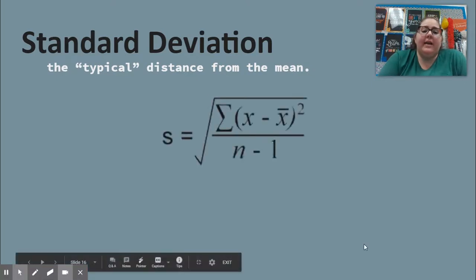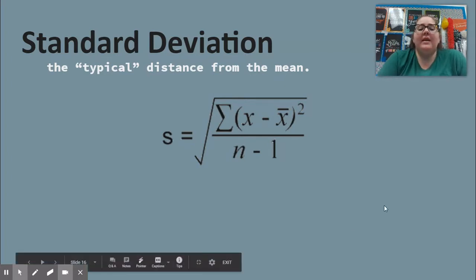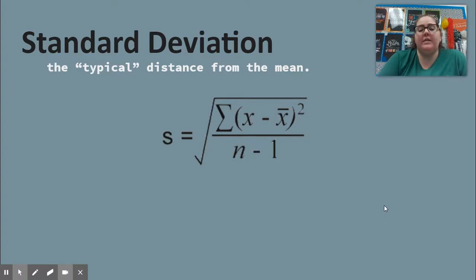But standard deviation, this is our equation for standard deviation. This is not typically something that we do by hand, and I'll show you in our next lesson on the calculator how we can get it really quickly. But standard deviation is the average or typical distance from the mean for each value in our list of data. So our formula looks really complicated.